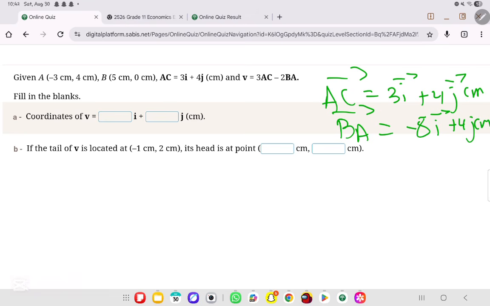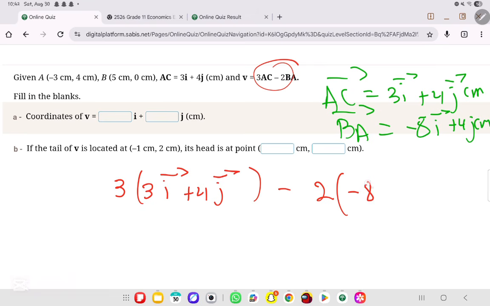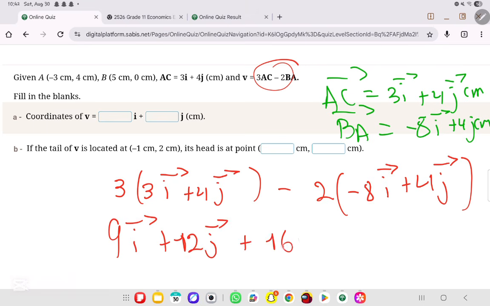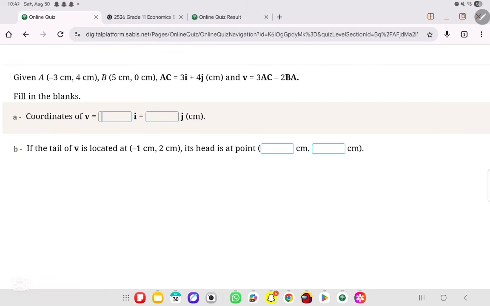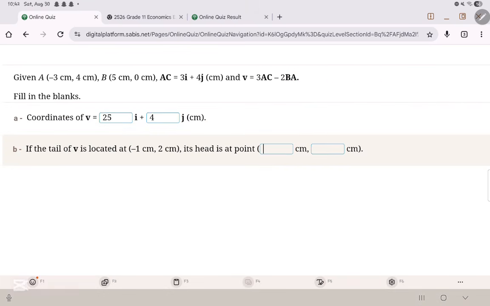Now, we need to do it based on this equation. So it's going to be 3 times AC, which is 3i plus 4j, minus 2 times BA, which is minus 8i plus 4j. Expand now. 9i plus 12j plus 16i minus 8j. So now you'll get 25i plus 4j. Very simply, that's our answer. 25i plus 4j, and don't forget the units, which is centimeter.